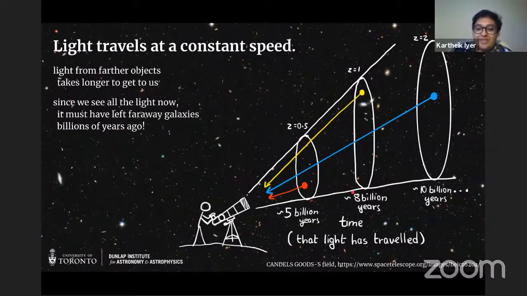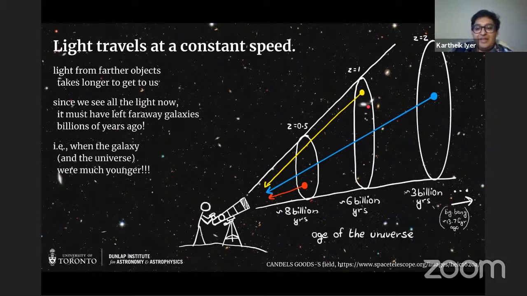The same way, an object from a redshift of one has to travel for about 8 billion years to reach us. And since the universe itself was born only about 13.7 billion years ago, this means that as we see galaxies at a redshift of one, we are seeing those galaxies as they were when the universe was only 6 billion years old.